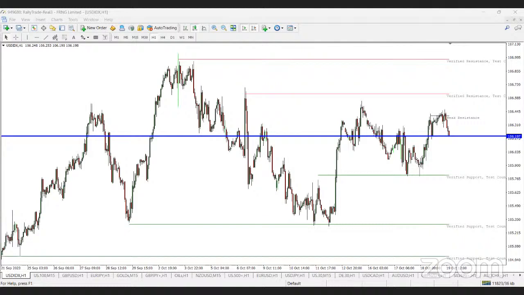So that is how it works. Yes, price is on an uptrend and I want to buy, but where do I place my buy? And we said the best place you want to place your buy is from your support.